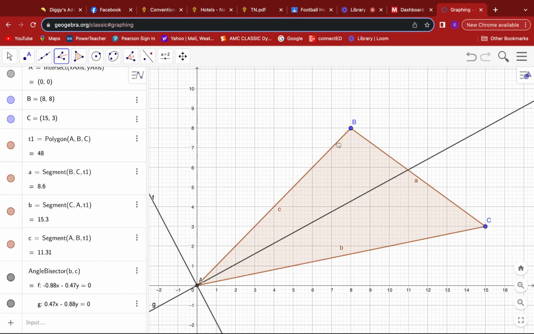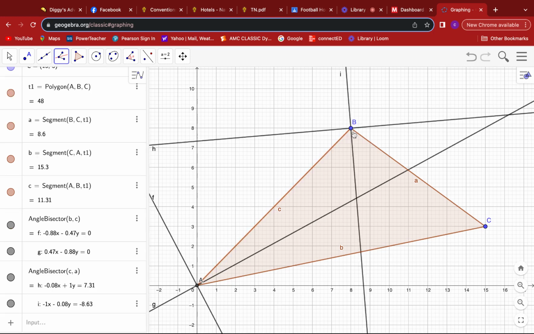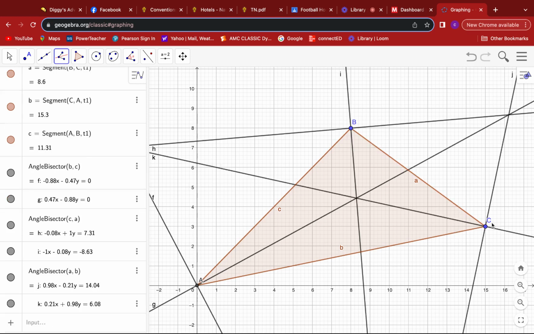I want to bisect angle B, so I'm going to click on side C and side A. And there's my angle bisector for angle B. And the last one, angle C, I click on side A and side B. And there is my angle bisector for angle C. All right, this lovely thing. Everybody see these concurrent lines? This is an incenter. So I need a point right here to figure out if their answer is correct.